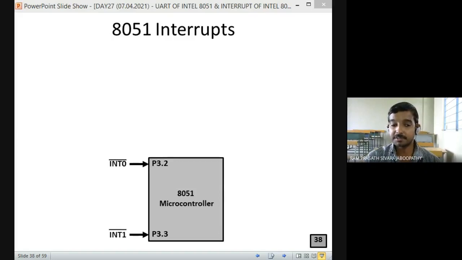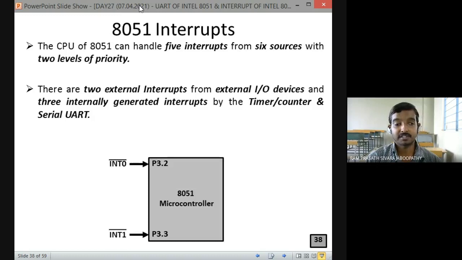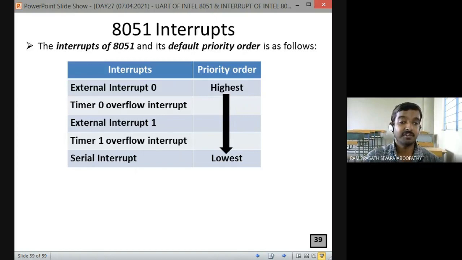So what are the 5 interrupts? I'm typing in chat. Okay, or else I will list here. So the CPU of 8051 can handle 5 interrupts from 6 sources with 2 levels of priority. There are 2 external interrupts from external I/O devices and 3 internally generated interrupts by timer/counter and serial port. Okay. So the external interrupt pins are INT 0 bar and INT 1 bar. We don't have a dedicated pin for interrupt. That means what? Port 3's second bit and third bit. Second pin and third pin, we are going to use as interrupts. That's it. Okay. So these are the 5 interrupts.